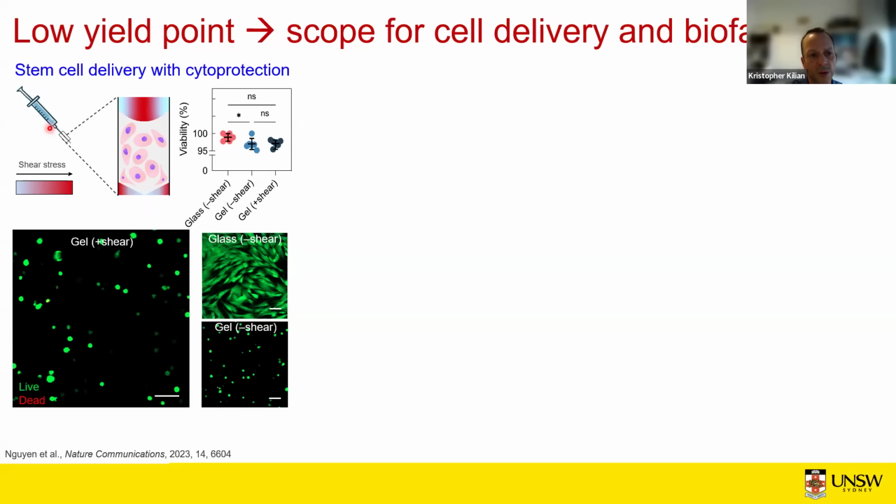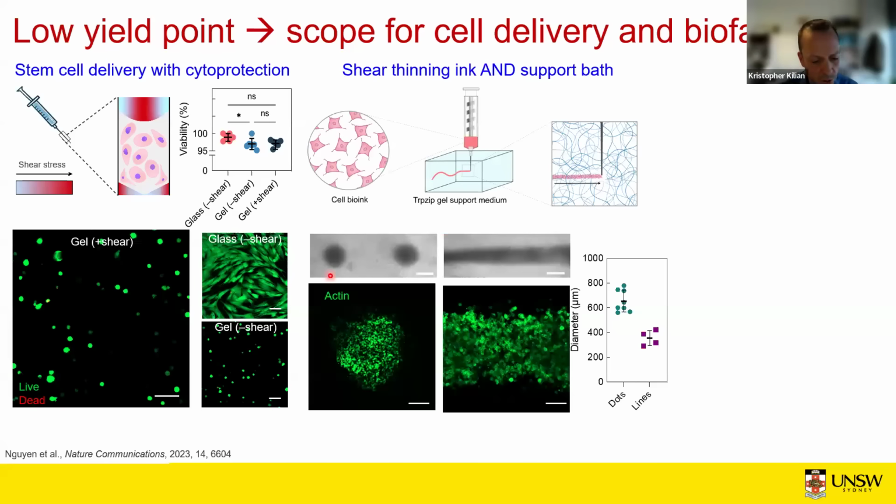And so if you load a syringe with stem cells, and these are now adipose-derived stem cells, into a syringe and you inject them, you see you maintain high viability after injection. And if you look at how they grow, they are perfectly happy once they've been deposited on glass or a gel from the syringe. We also capitalize on this to use this as a suspension printing bath.